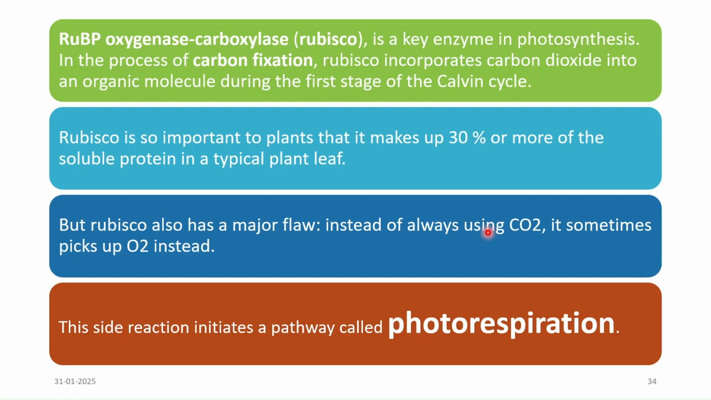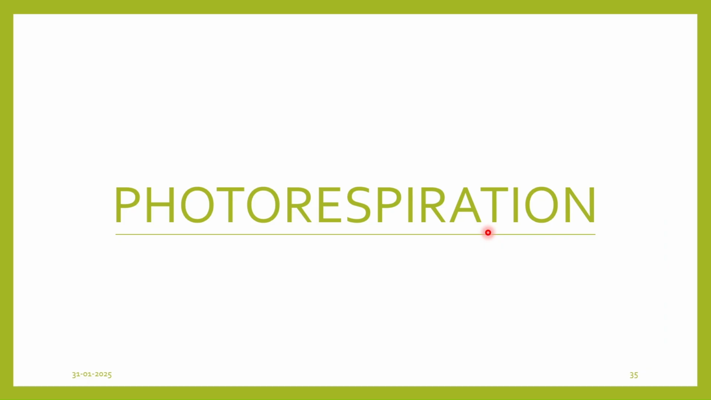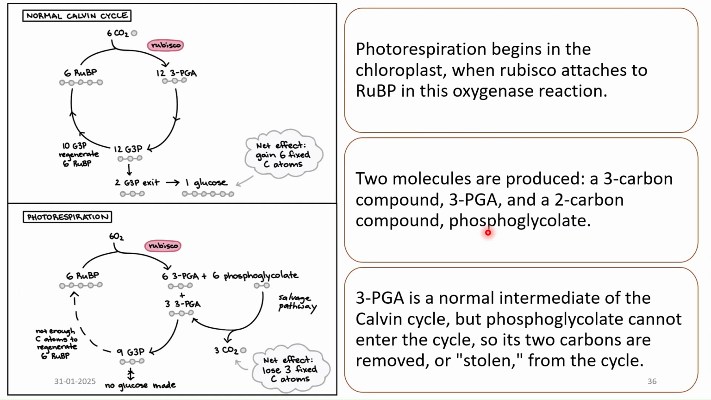So let us see what photorespiration is and how it is different from the Calvin cycle. Photorespiration is also a cycle like the Calvin cycle, but it is different in the molecules that are generated. So if you see here, this is the normal Calvin cycle and this is the photorespiration cycle. Photorespiration also begins in the chloroplast when RuBP attaches with oxygen with the help of Rubisco.